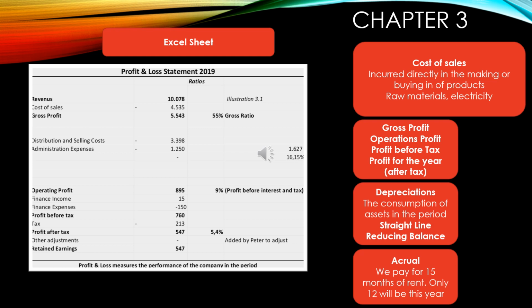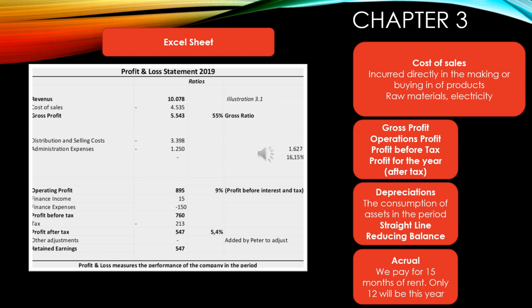In chapter 3, we are introduced to the profit and loss statement. It begins with revenues and cost of sales are deducted. Cost of sales are all the costs incurred directly in the making or buying of the products. Could be raw materials, electricity, etc.